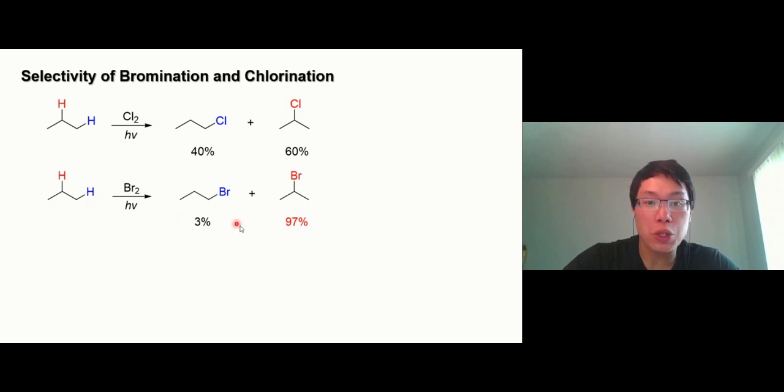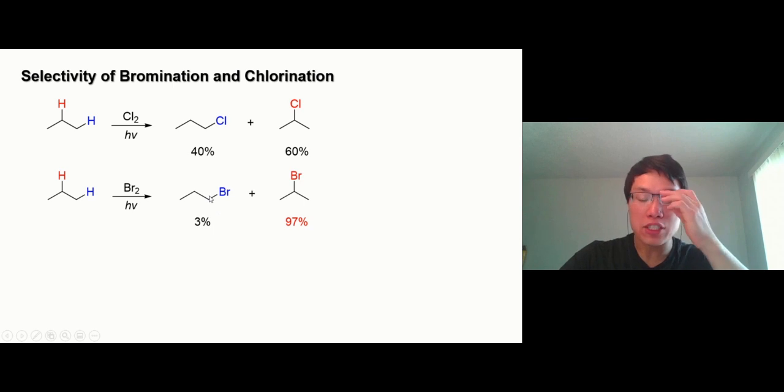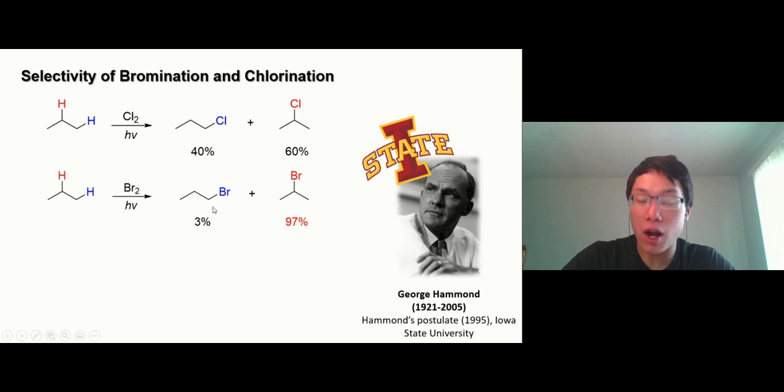But in bromination, it's really picky about where it goes. So 97% go in the middle, only 3% on the primary carbon. Okay, so to be able to explain this observation, we have Hammond's postulate.